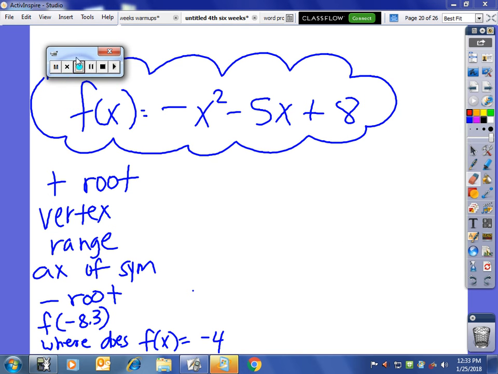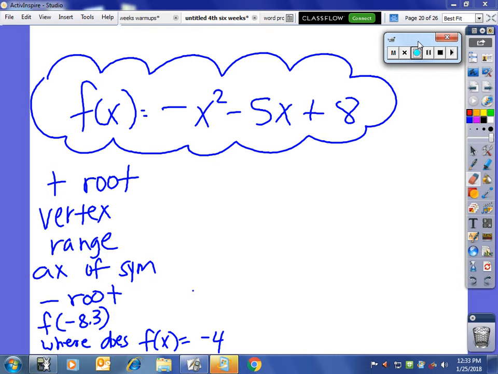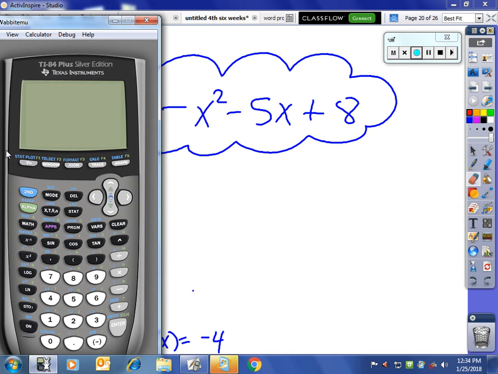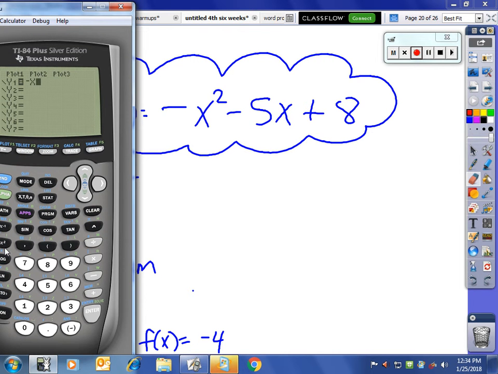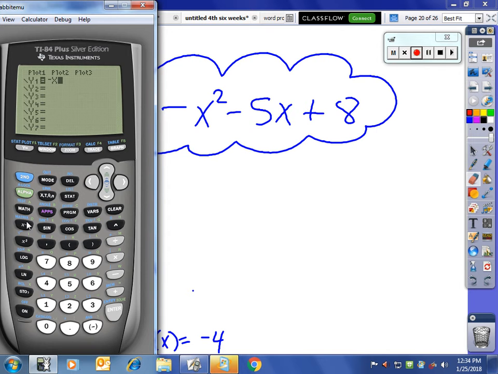Alright, folks, let's go over the warm-up. This is the majority of what you're going to be expected to do on the quiz today. Everybody, you should always be in the habit of resetting your calculator. Go to y equals, put in the function rule: negative x squared minus 5x and then plus 8.